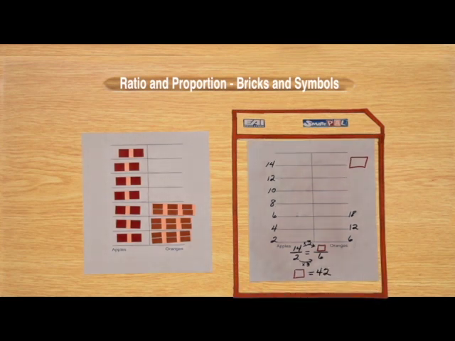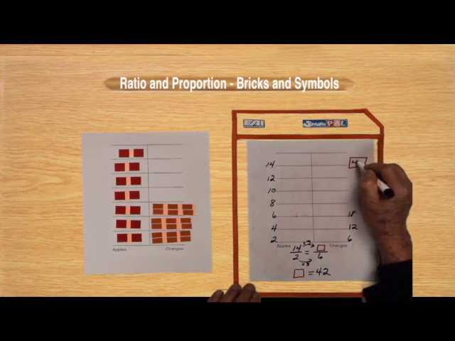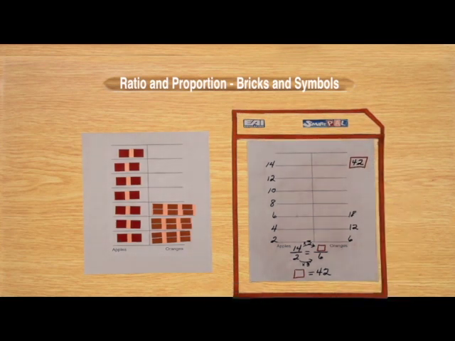So that means that if I'm matching up apples and oranges at a rate of 2 to 6, and I want to find out how many oranges match up with 14 apples, my answer is 42 oranges. And the reason all of this is happening is because I'm matching up my apples and oranges at a rate of 2 to 6.